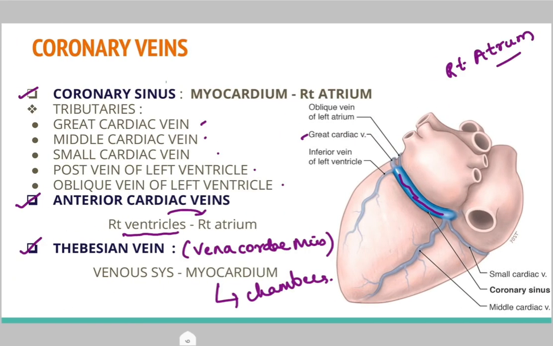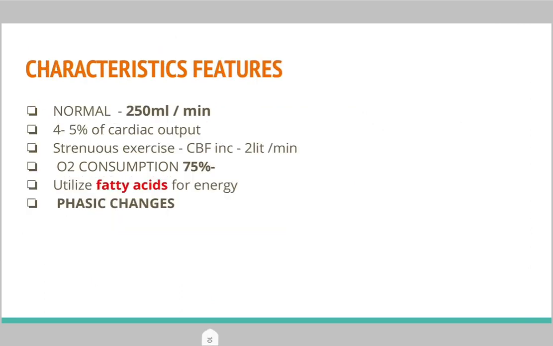So this is about the arterial supply and the venous drainage of the heart. Now coming to the special characteristic features of the coronary blood flow. The coronary blood flow would be normally around 250 ml per minute, which is about 4 to 5% of the cardiac output. Under strenuous exercise conditions, the coronary blood flow increases to 2 liters per minute.